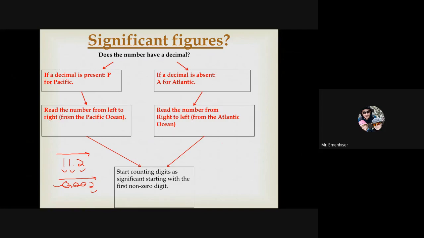If there is no decimal, as in 2200, we read it the other way, backwards. A for absent, A for Atlantic. So we go from the Atlantic Ocean to Texas, reading it backwards. And remember, we swim through the zeros first, and then we count the 2 after.